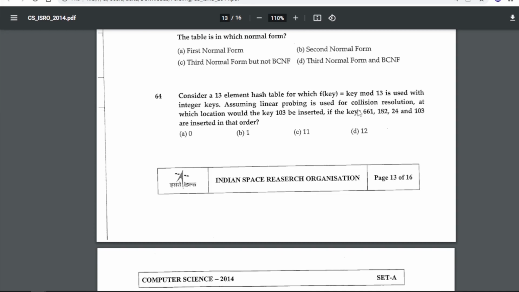Now question number 64: consider a 13 element hash table for which f(key) equals key mod 13 is used with integer keys. Assuming linear probing is used for collision resolution, at which location would the key 103 be inserted if the keys 661, 182, 24 and 103 are inserted in that order? So for 64 our answer will be 1, that is option number B.